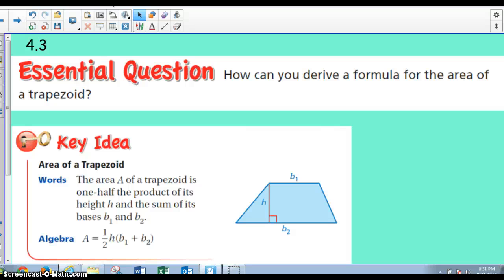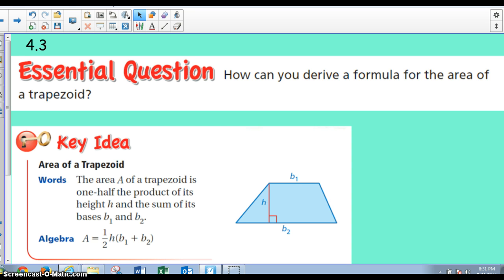Chapter 4, Lesson 3. The question we are trying to answer is, how can you derive a formula for the area of a trapezoid? Key idea, area of a trapezoid. The area A of a trapezoid is 1/2 the product of its height and the sum of its bases, B1 and B2. So the algebraic expression is written in there also.